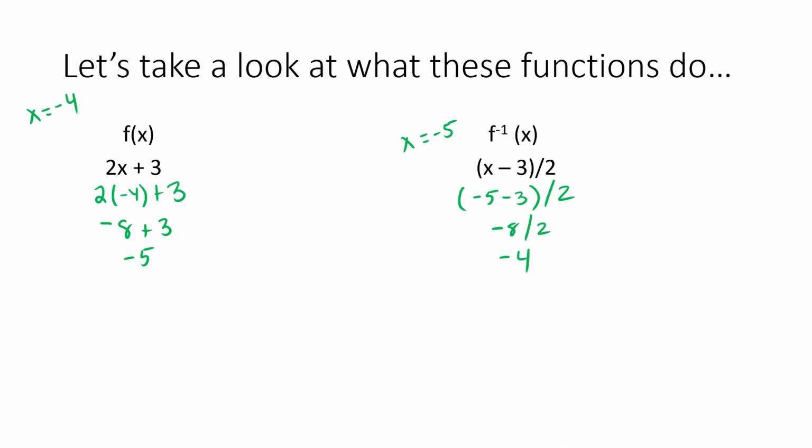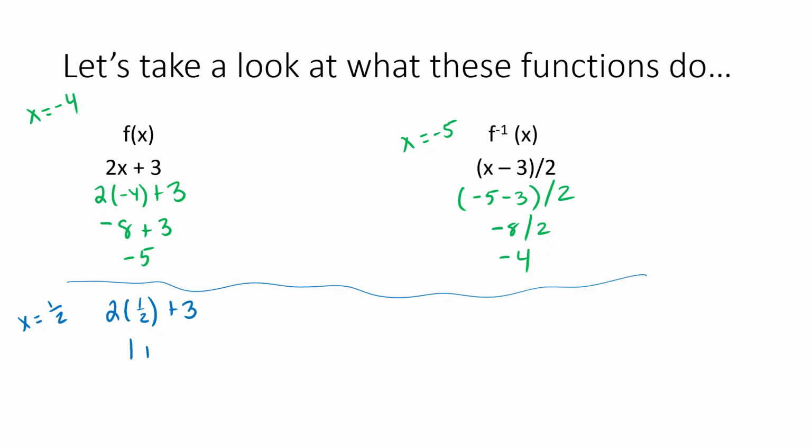And we could do this with any numbers at all. So I'll pick one more number just for funsies. I am going to pick 1/2, just to show that this works with fractions. So 2 times 1/2 plus 3: 2 times 1/2 is 1, and 1 plus 3 is 4. And now I'm going to take that 4 and plug it into the inverse. So 4 minus 3 is 1, and 1 divided by 2 is 1/2.